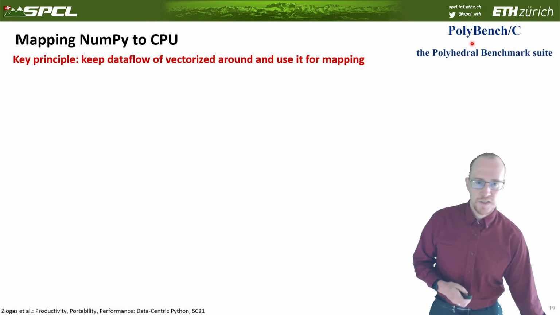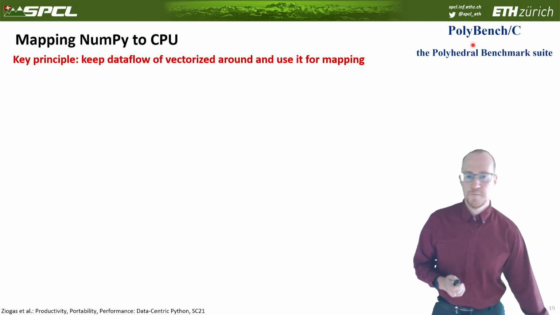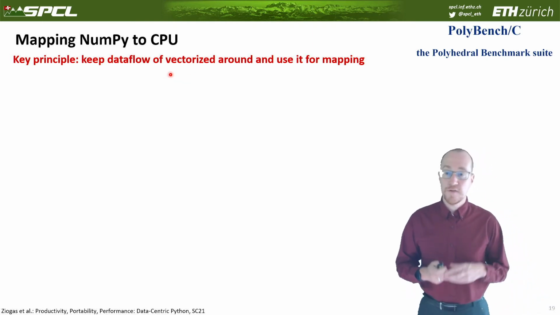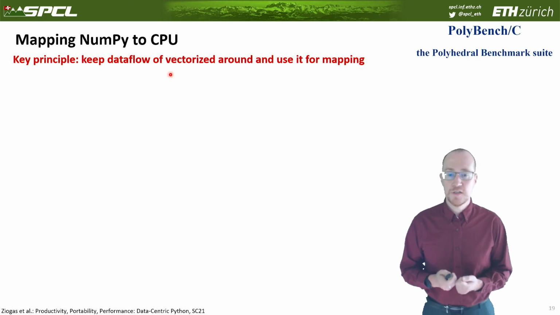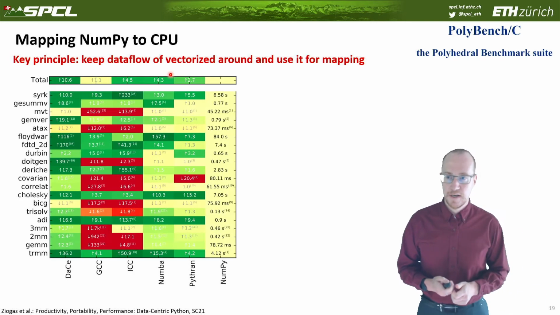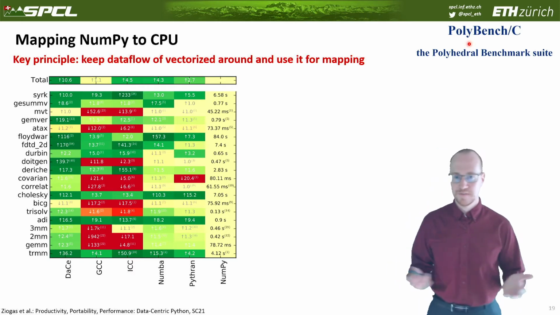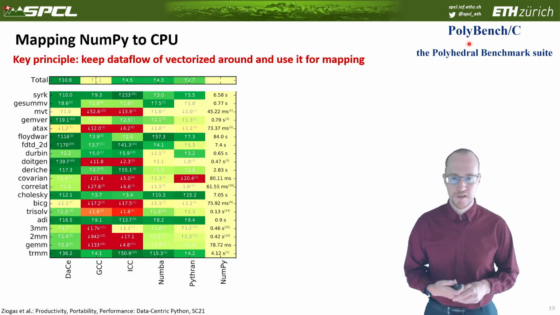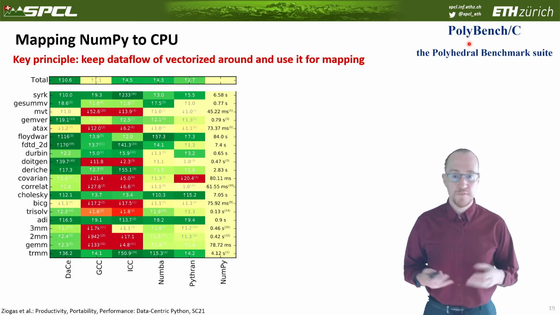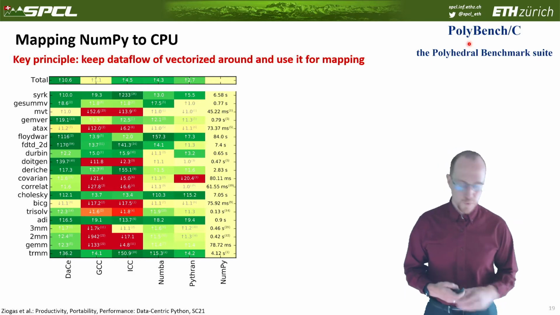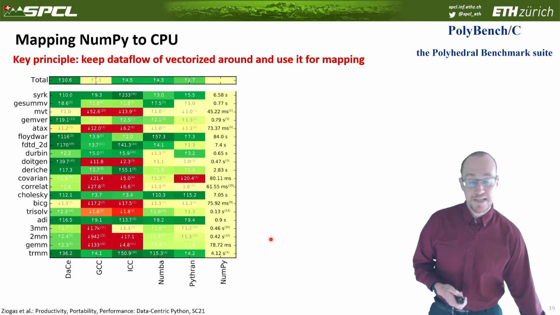So here we use these Polybench examples, and this is quite interesting. When we're mapping NumPy to CPUs, the key principle is we keep the data flow of the vectorization around and use it for the mapping to the target device. To illustrate this a little bit more, we have Polybench, a relatively old benchmark from the polyhedral community, which is very, very useful. It was partially ported to Python, and we fully ported it to NumPy, so it's fully part of NPBench.